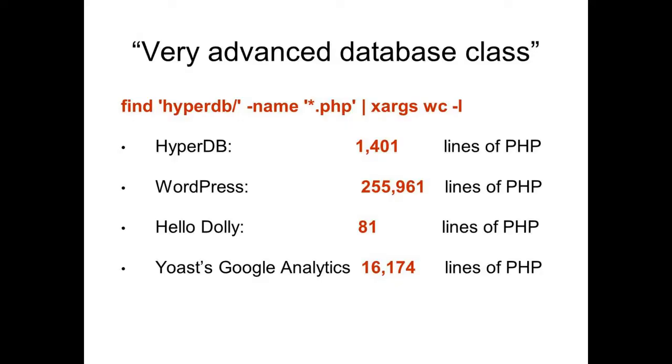If I just count the number of lines of PHP in these different plugins, HyperDB weighs in at about 1,400 lines of code, WordPress itself 255,000, Hello Dolly at 81. If you guys know what that plugin does, I think we can all conclude that Matt Mullenweg must write really crap PHP or something. And not really. This is just for reference: Yoast Google Analytics, not the full-blown Yoast plugin, but just the one that literally adds a Google Analytics button to your website, and I think it does something else, like pulls metrics in. But that's 16,000 lines of code.